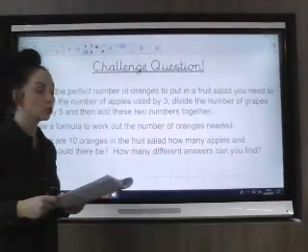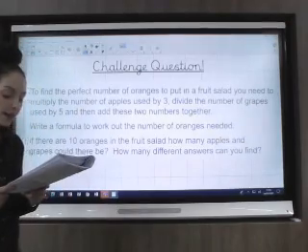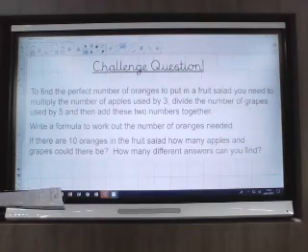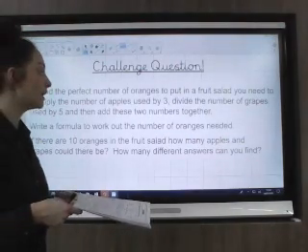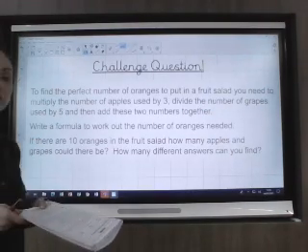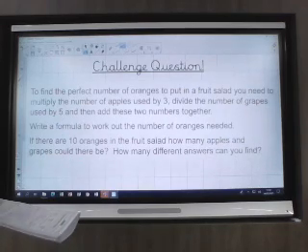Then you have got your challenge question at the bottom of page 47. And it says, to find the perfect number of oranges to put in a fruit salad, you need to multiply the number of apples used by 3, divide the number of grapes used by 5, and then add these two numbers together. Write a formula to work out the number of oranges needed.